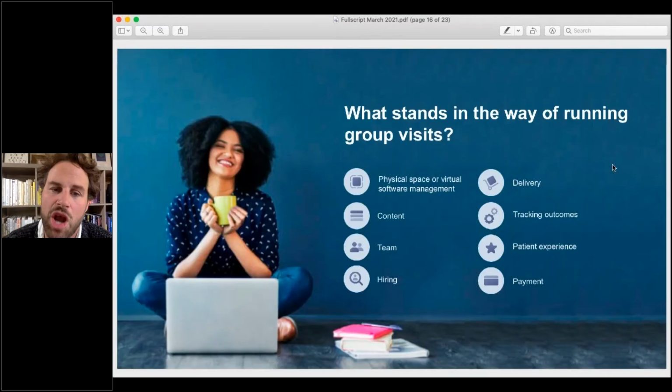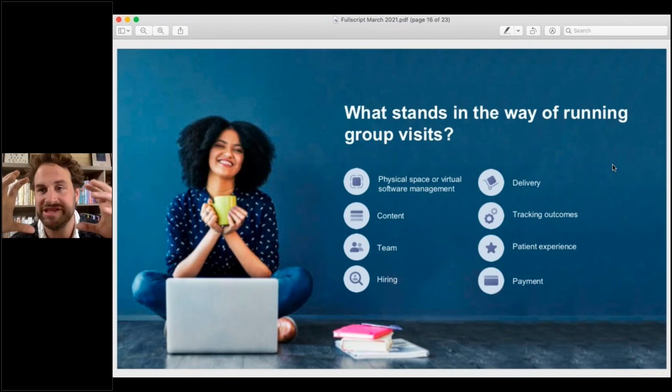One of the things I've come to recognize is that all of these things have to be thought of before you launch a group visit. Before you launch a series, you've got to think about the physical space or the virtual management. These are things that are in the book, but just tick them off in your mind right now. For physical space or virtual software management, you've got to think about the content.